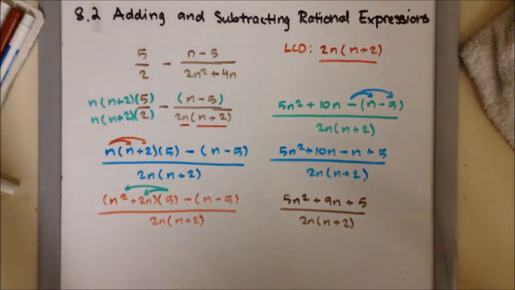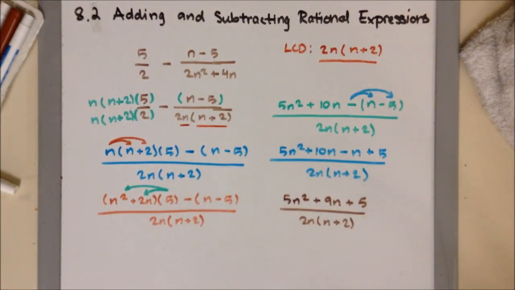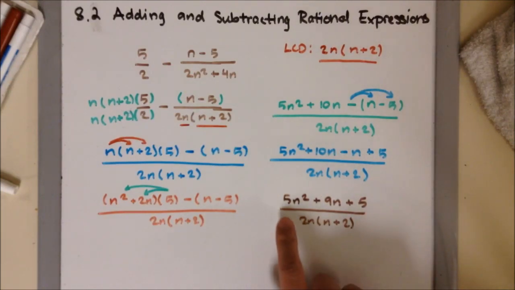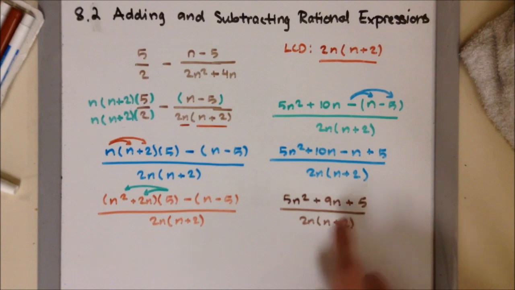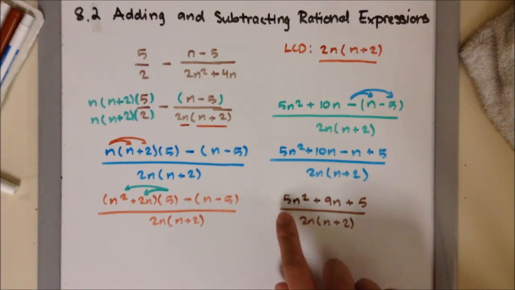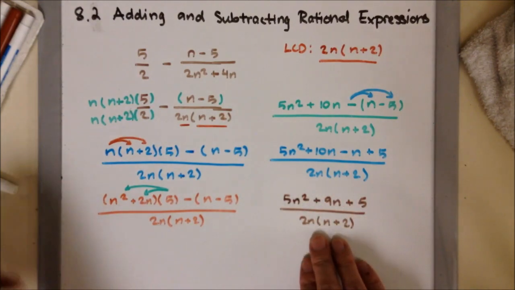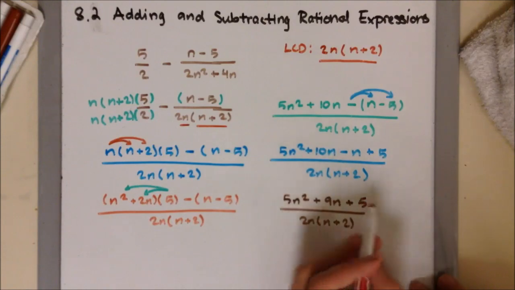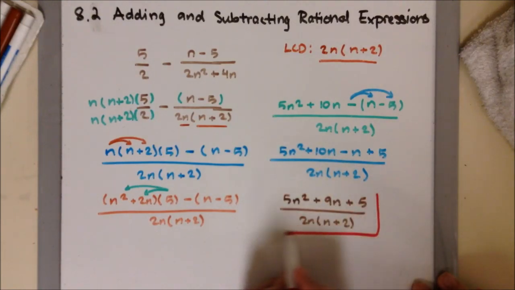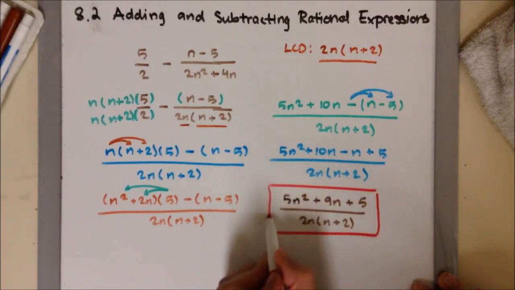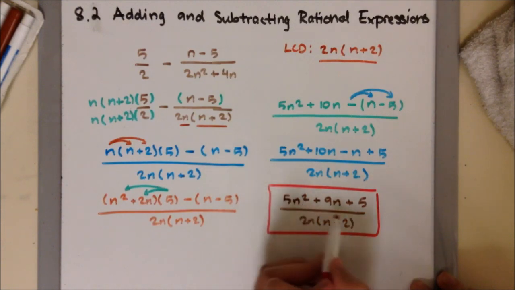So that's going to be my final answer because I finished combining terms. There's nothing I can simplify because in my three parts of the numerator and my LCD, there's no common number and no common variable that you can simplify. So this fraction is in its simplest form. I'm going to box it. My final answer is 5n squared plus 9n plus 5 over my LCD 2n times n plus 2.